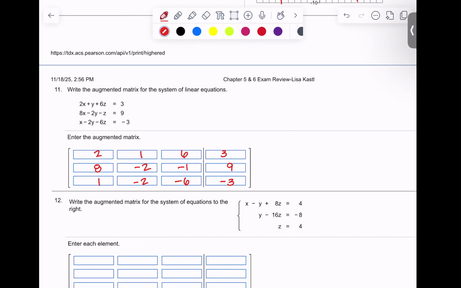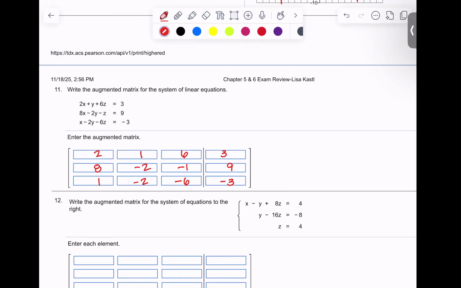And then I always check by columns. So I go down the X column, 2, 8, 1, check. I go down the Y column, 1, -2, -2, check. I go down the Z column, 6, -1, -6, good. And then the constants 3, 9, -3.